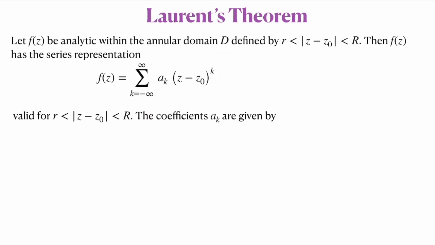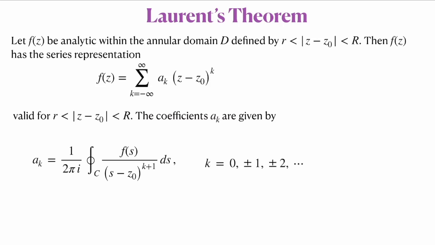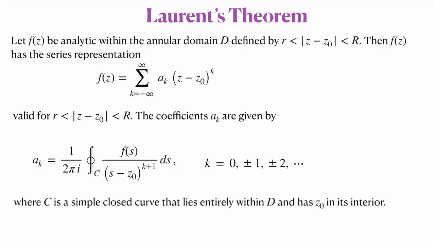An important difference here: f of z is analytic in the annular region only between the two disks, and we are not saying anything about what happens outside this, and there could be singularities there. Especially if z0 is a point which is singular, then we can have a Laurent expansion about that point. And the coefficient a k is given as a k is equal to 1 by 2 pi i, contour integral over the contour C of f of s divided by s minus z0 to the power k plus 1, ds, k going from 0, plus or minus 1, plus or minus 2 and so on, where the contour C is a simple closed curve that lies entirely within the domain D and has z0 in its interior. So it is much easier to explain with the help of a figure.